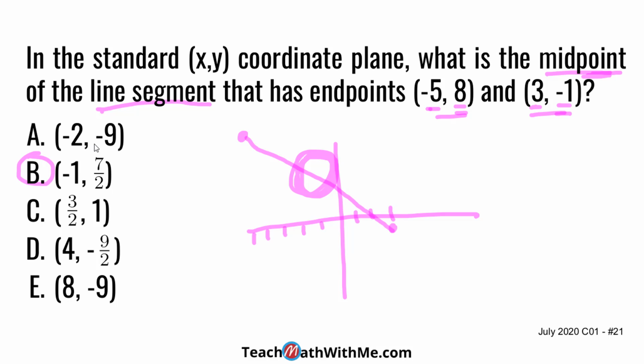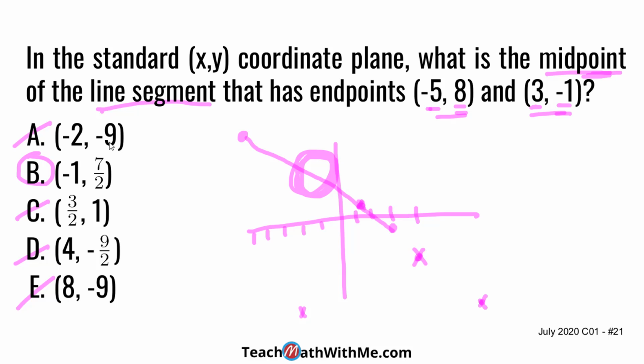You can eliminate some. If we look at the point -2, -9, that's down here somewhere. So A is out. If we look at our answer, we'll skip that one for right now. Let's look at C choice, 3.5, 1. So that's about, it could be maybe around here. It could actually be a point on the line, but it's not anywhere near what our midpoint area would be. 4, -9/2. That's over here with a +4, down -9/2. We're down here somewhere. That's out. That's not even a part of the line segment. And then you have 8, -9, which is 8 out here, -9. We're all the way down here.